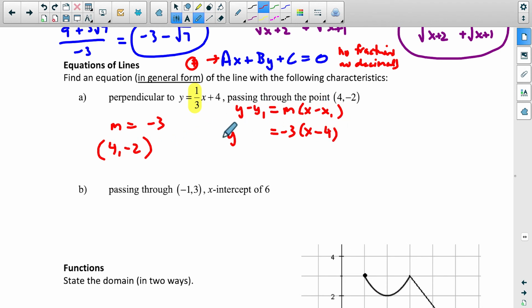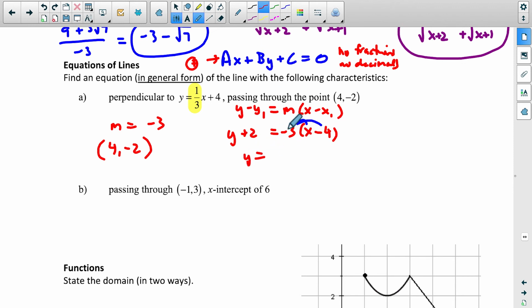And it's going to be y plus 2. Why is it plus 2? Because it's y take away whatever y1 is, and y1 is negative 2. Y take away negative 2 is the same as y plus 2. Okay, so what could we do next? How about this? Let's do the distributive property here and move the plus 2 over to the other side. We'll do 2 steps at once.